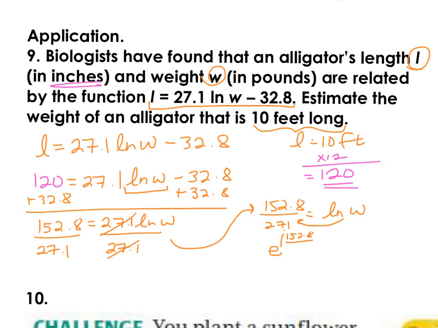152.8 over 27.1. That's pretty good. And then what will it equal? Oh, yeah, the weight of the alligator. It makes a lot of sense. All right, try to type that in. e to the 152.8 divided by 27.1 power. We should get the weight of the alligator to be approximately 281.01, and the label for the alligator's weight was in pounds.